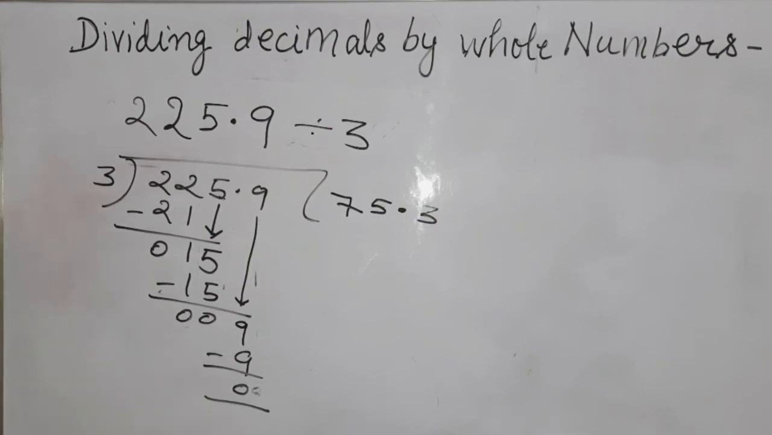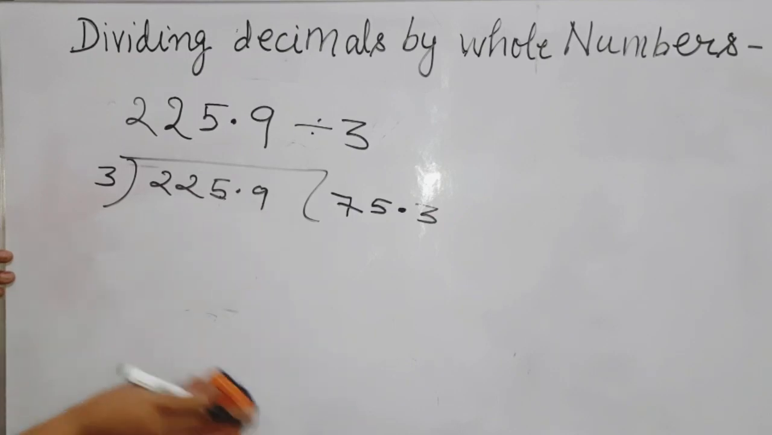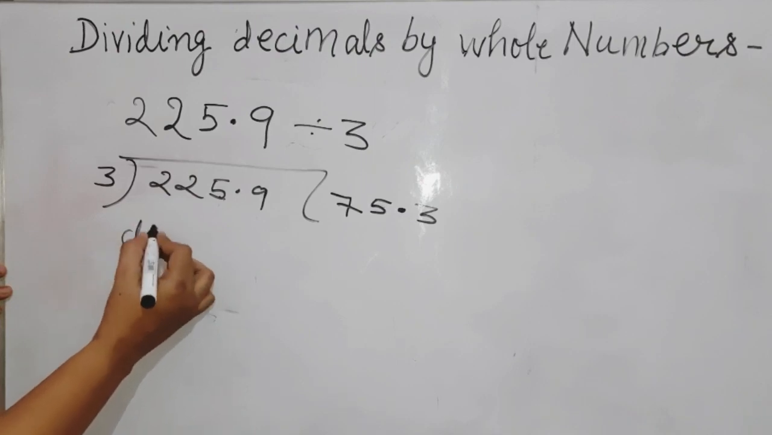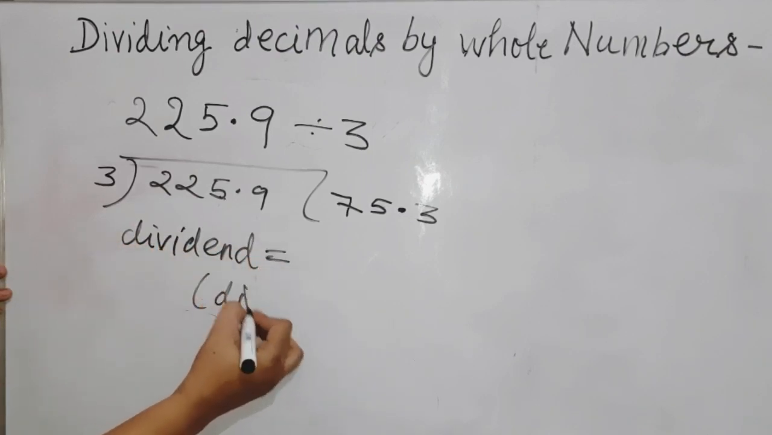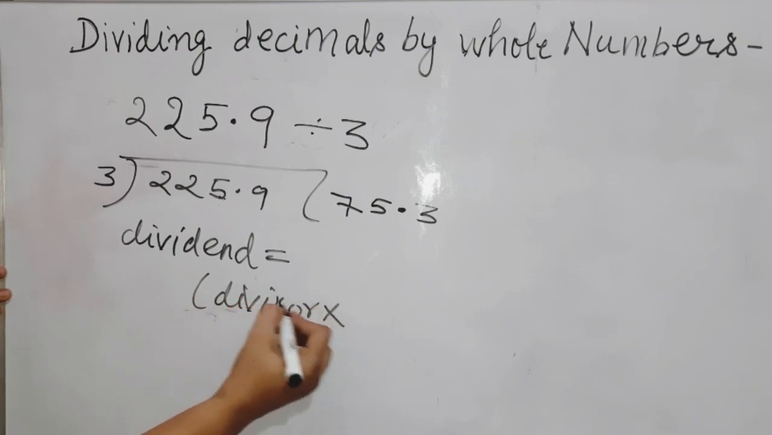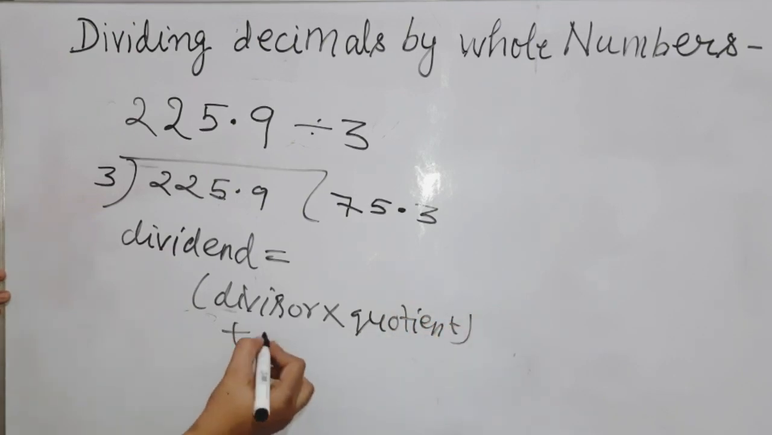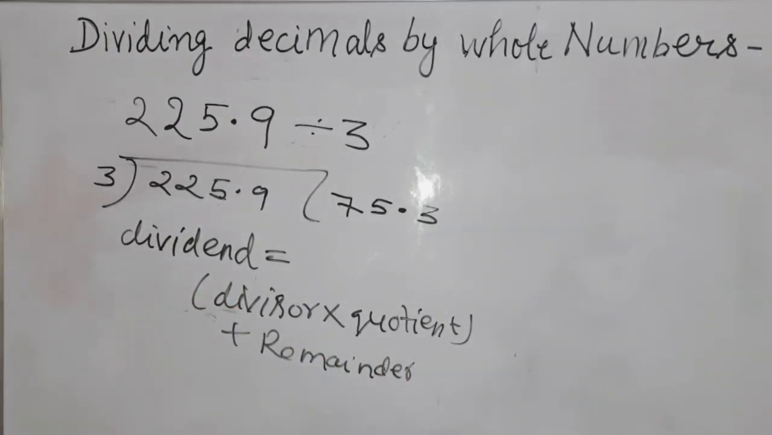You are going to follow the same method which you were following earlier. And what is the method which we use in order to check that our division is correct or not? That method is: dividend is equal to divisor into quotient plus remainder. This is the way we have to check the division process, whether the division which we have done is correct or not. So we have to follow the same thing.